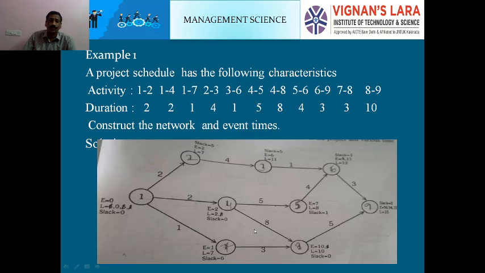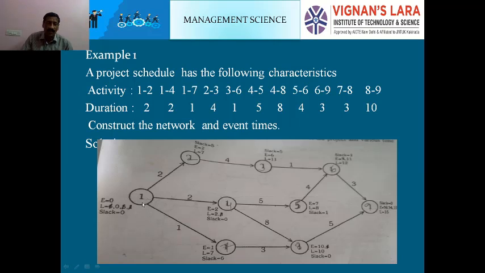Let us calculate the event time estimations. If you want to estimate the event, first of all, you calculate the earliest starting time and latest finishing time, E and L. See here, earliest starting time, latest finishing time. These two are calculated with the help of the forward passing method and backward passing method.